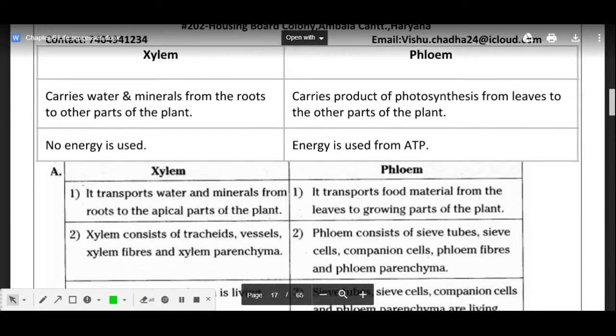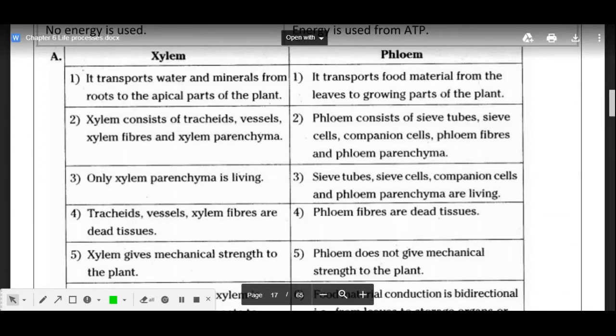A few differences between xylem and phloem: xylem transports water and minerals from roots to the apical parts of the plant, and phloem transports food material from the leaves to other parts of the plant. Xylem consists of tracheids, vessels, xylem fibers, and xylem parenchyma. These are the four things that xylem consists of. And phloem consists of sieve tubes, sieve cells, companion cells, phloem fibers, and phloem parenchyma. These tubes are surrounded by certain fibers for their protection and transportation of the respective things.